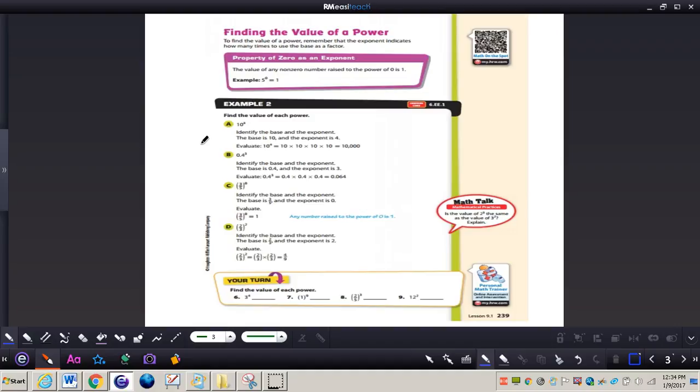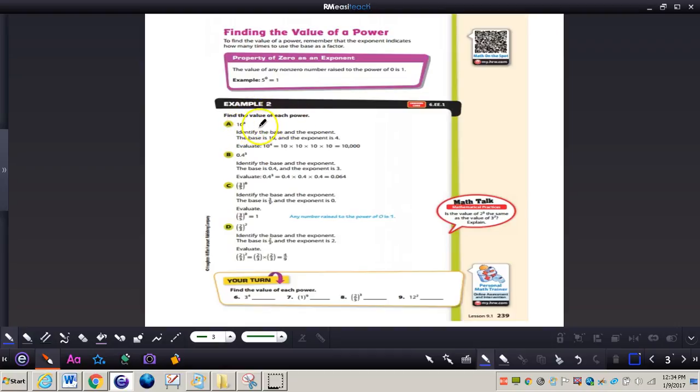Okay, so for example, 5 to the 0 power is going to equal 1. 15 to the 0 power will always equal 1. 1 billion to the 0 power will always equal 1. Now, we're going to take a look at example number 2. It says find the value of each power. So it says 10 to the power of 4.